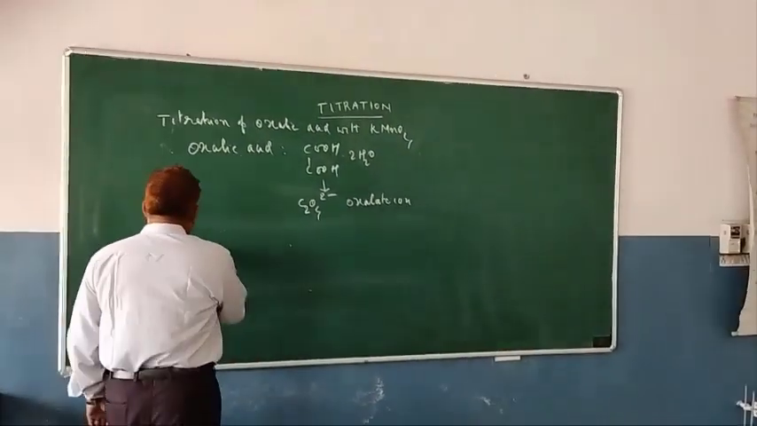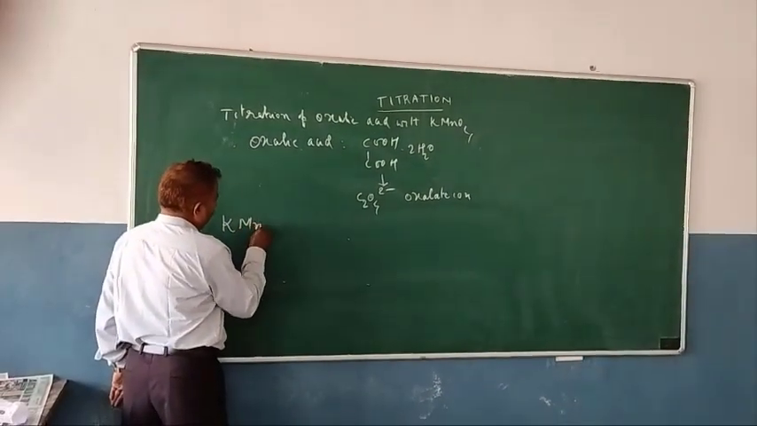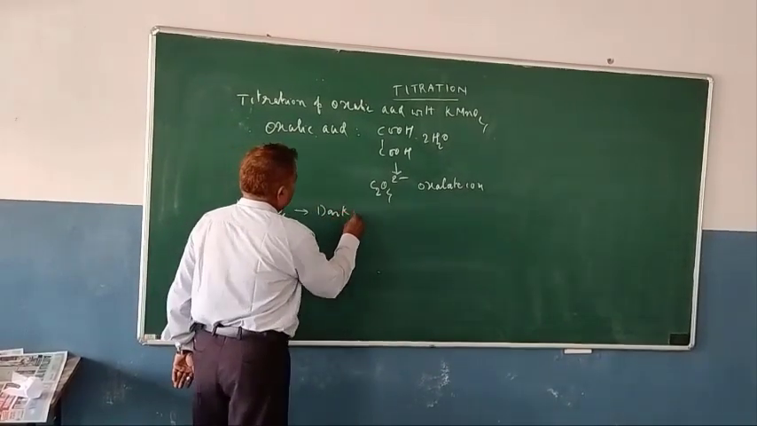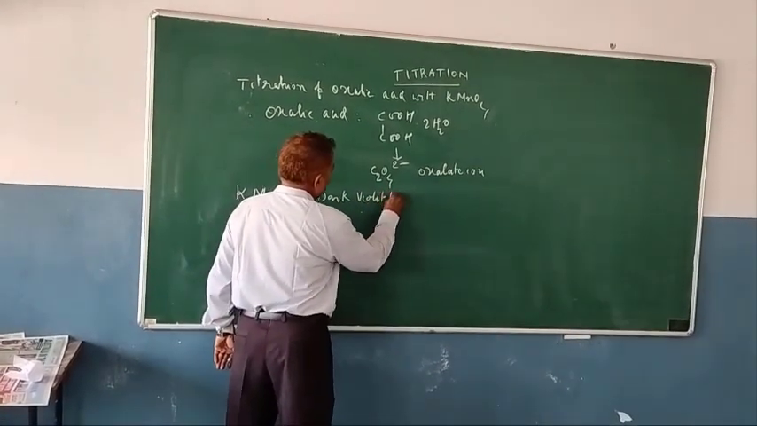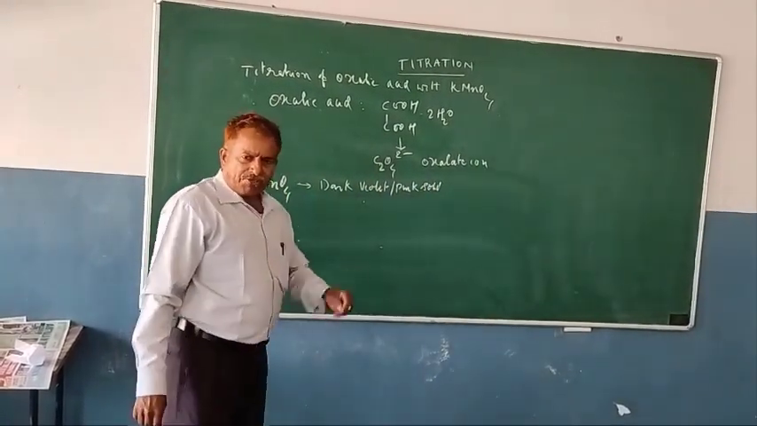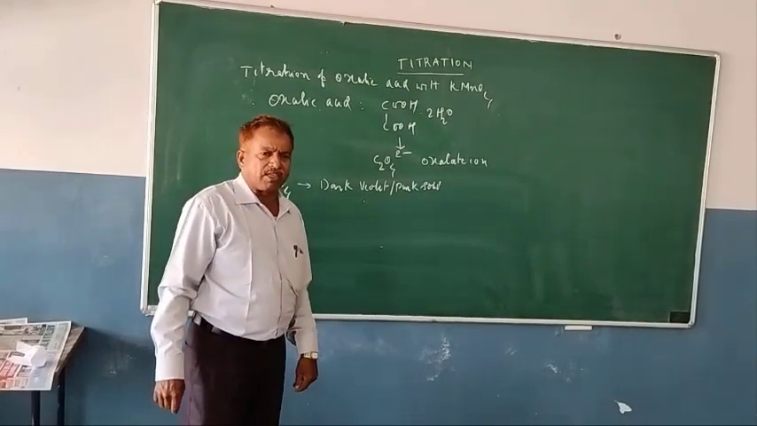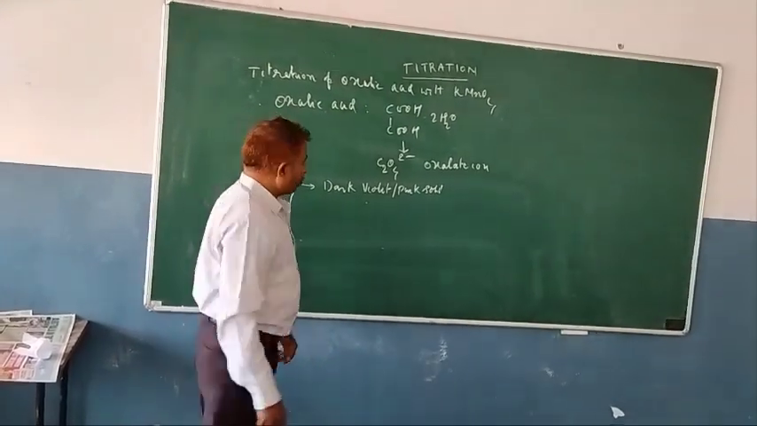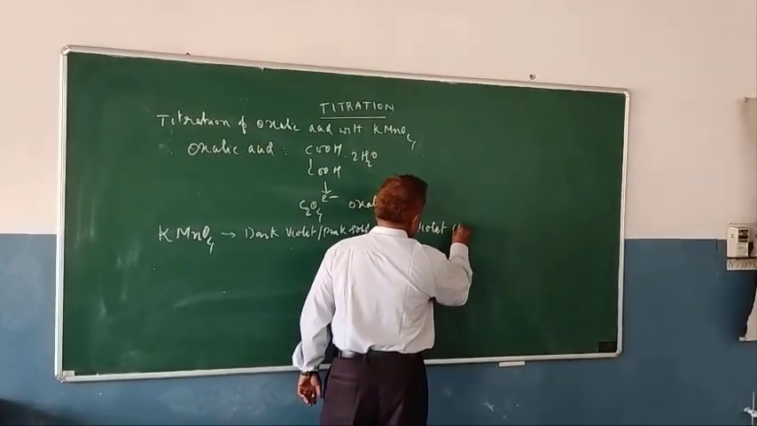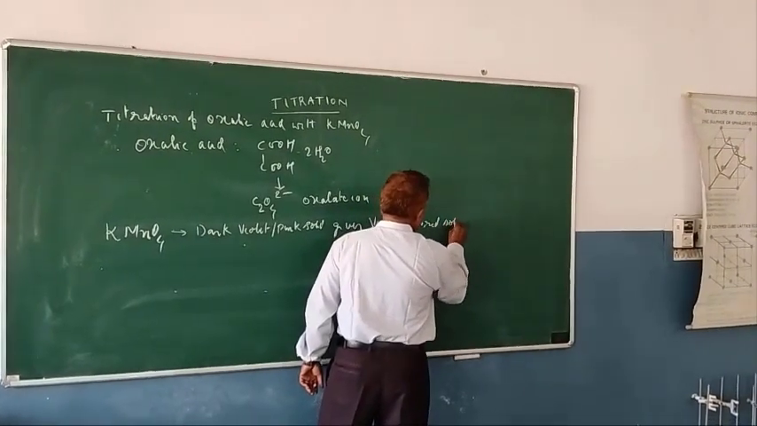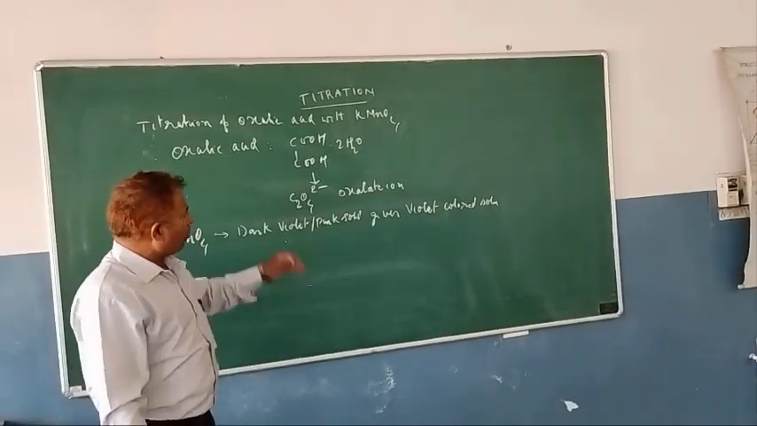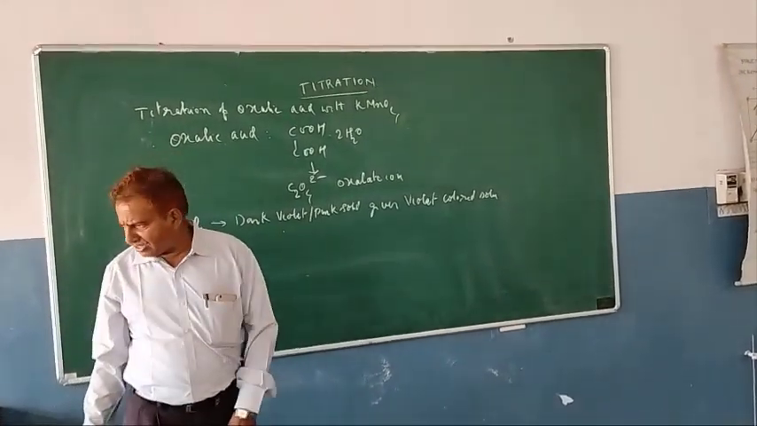Now, potassium permanganate, KMnO4. Potassium permanganate is a dark violet, or you can say pink, solid. If a speck of potassium permanganate is dissolved in water, you will get a violet colored solution. Now you have to prepare the solutions. What solutions? Oxalic acid solution and permanganate solution.